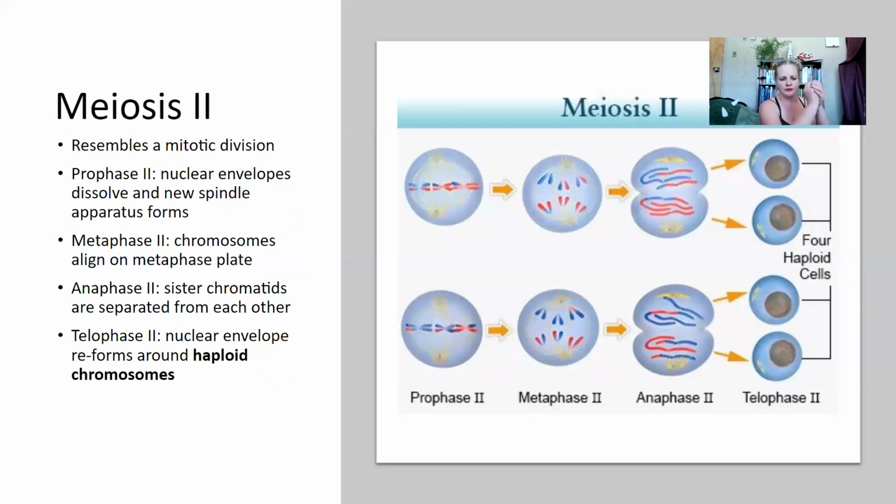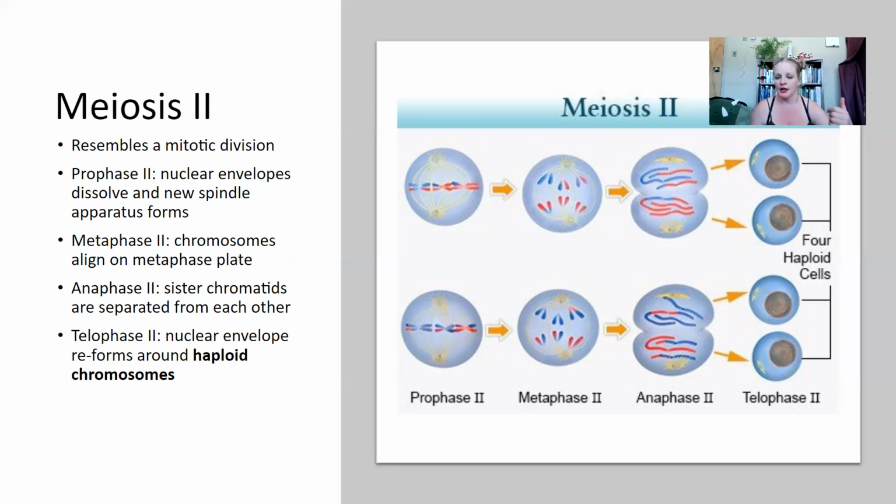We have prophase 2. First thing we've got to do is get rid of that nuclear envelope that we just made. It's going to dissolve. We're going to have new spindle fibers develop. In metaphase 2, we're going to have the sister chromatids line up, spindle fibers attached to each sister chromatid. It's going to pull those apart in anaphase 2. And then in telophase, our nuclear envelope is going to reform around our haploid chromosomes.